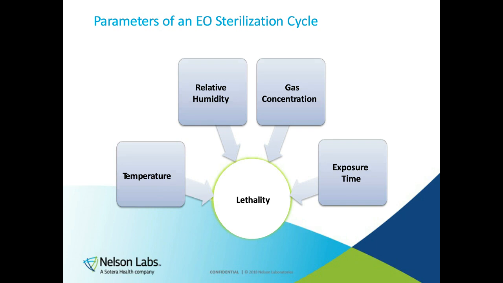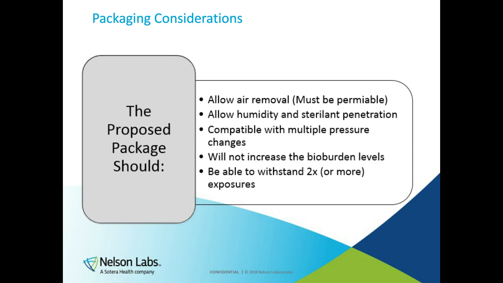Some things to remember about ethylene oxide: it is a gas in, gas out process, so the packaging needs to allow for the air removal, must be permeable, and please note the typo there with permeable. Got caught there. But anyway, the packaging must allow for humidity and sterilant penetration as well as off-gassing. The packaging must be compatible with multiple pressure changes, as ethylene oxide sterilization is typically performed under a vacuum or subatmospheric.